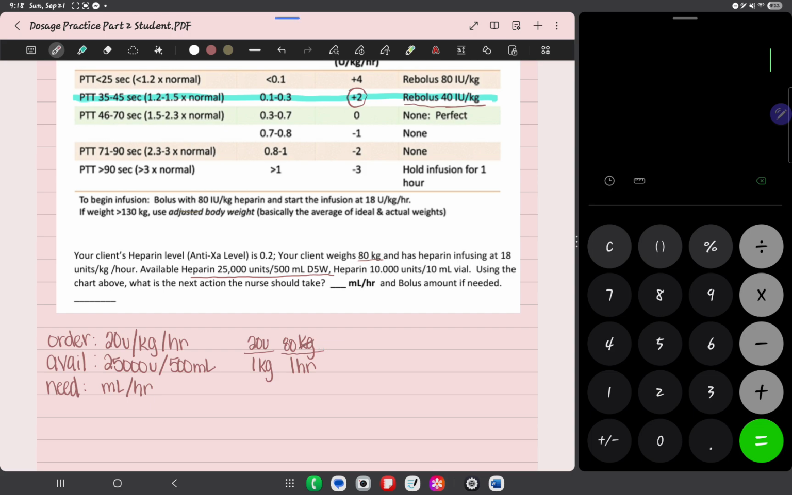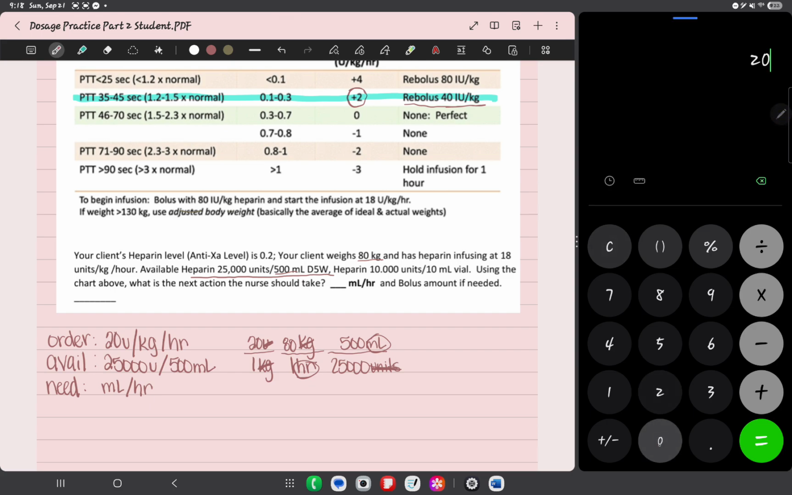And then here we can mark out the kilograms because we don't need them anymore. And then I'll come up here, and we do need hours, so I'm just going to leave that alone. Then we'll come up here. We have units here. We need units down here. So I'm going to put 25,000 units and 500 milliliters. Now we can mark out units here and units here, and we can do our multiplication because we're done. We have our milliliters per hour.